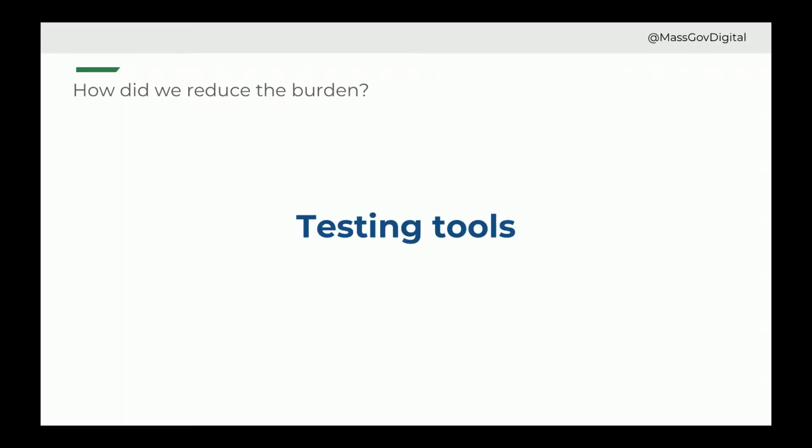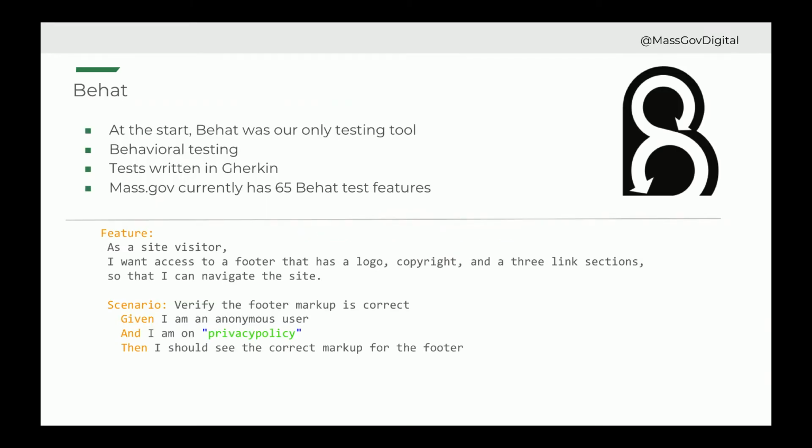So we started using testing tools. The testing tools were something that we added into our release process. Behat was our first testing tool. And Behat is a testing tool for behavioral testing. And basically, we used it in Gherkin. Gherkin is supposed to be a very plain-text language, so it's very non-programmy. So developers, like me, don't like to use it. I like to hand it off to somebody else if I could.